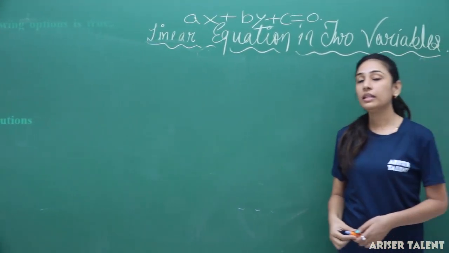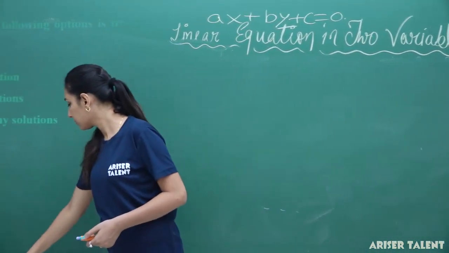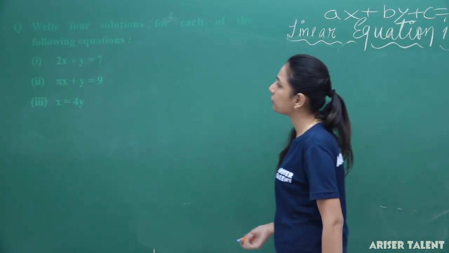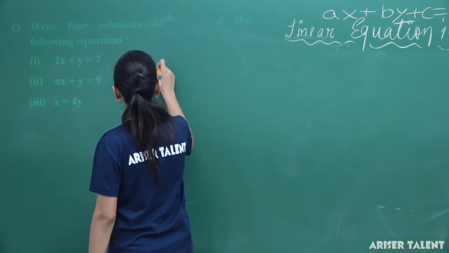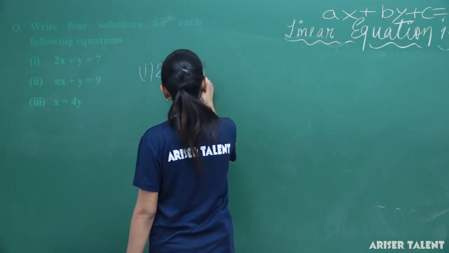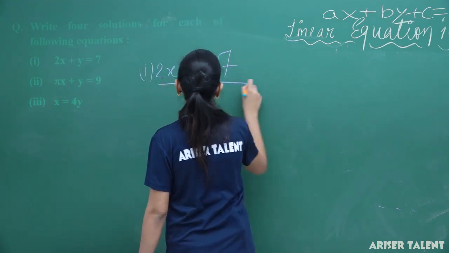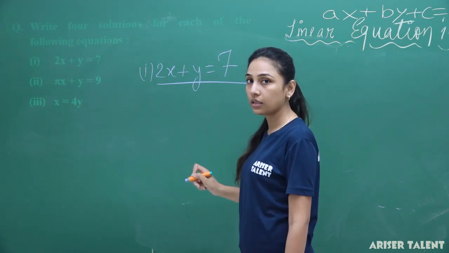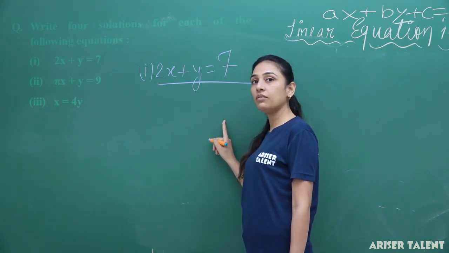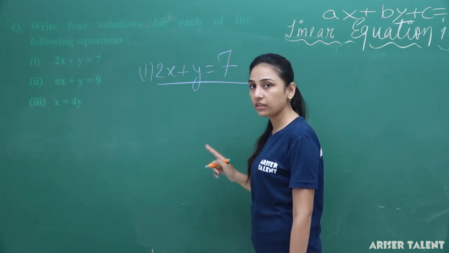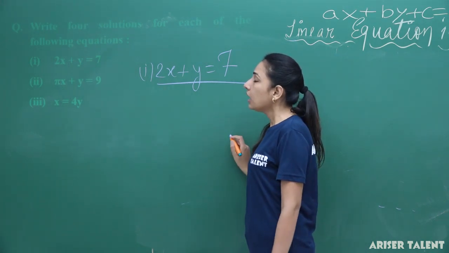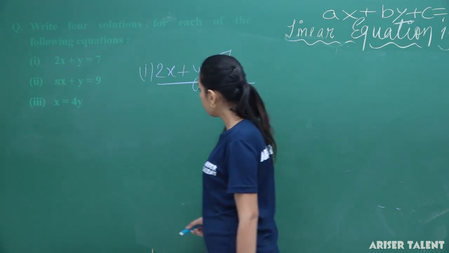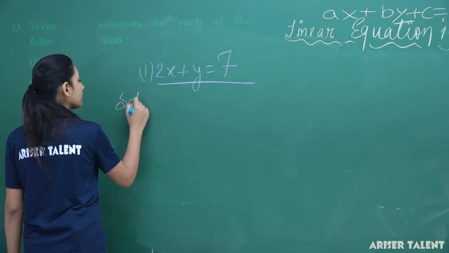Now, for the next question, we have to find 4 solutions for each of the following equations. I am doing the first one here, 2x plus y equals 7. This is our equation. How do we get the values here? If I have to get the value of y from the value of x, what will I do? I have to take some values of x and then find the value of y. So, solution.